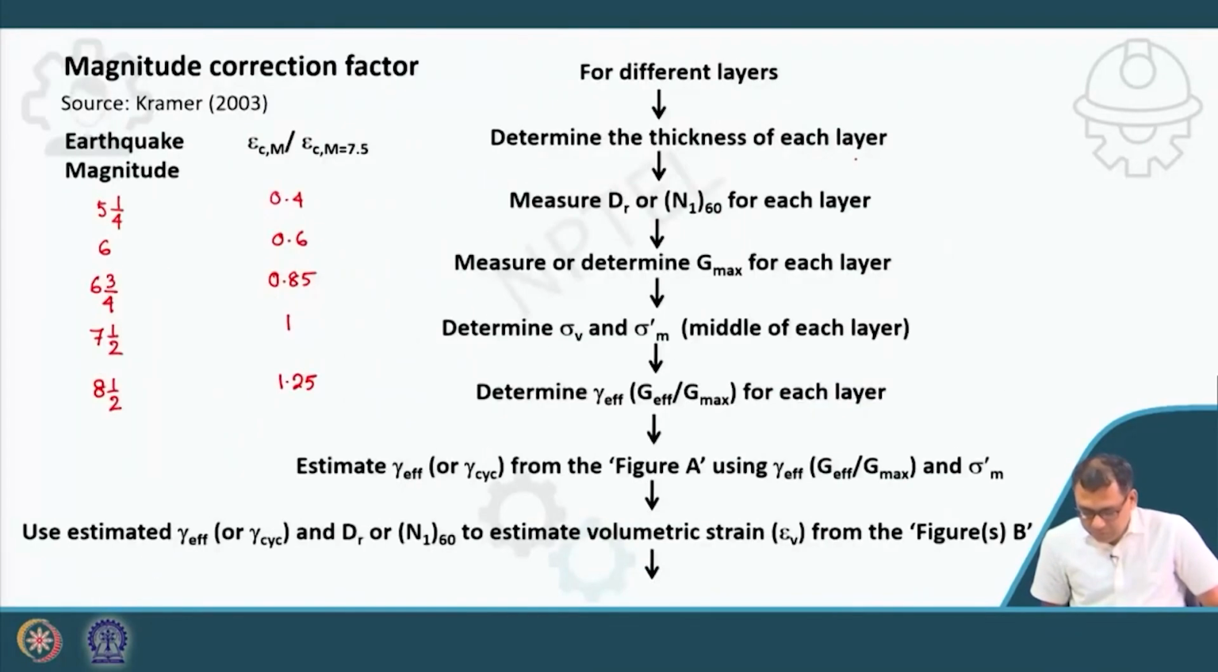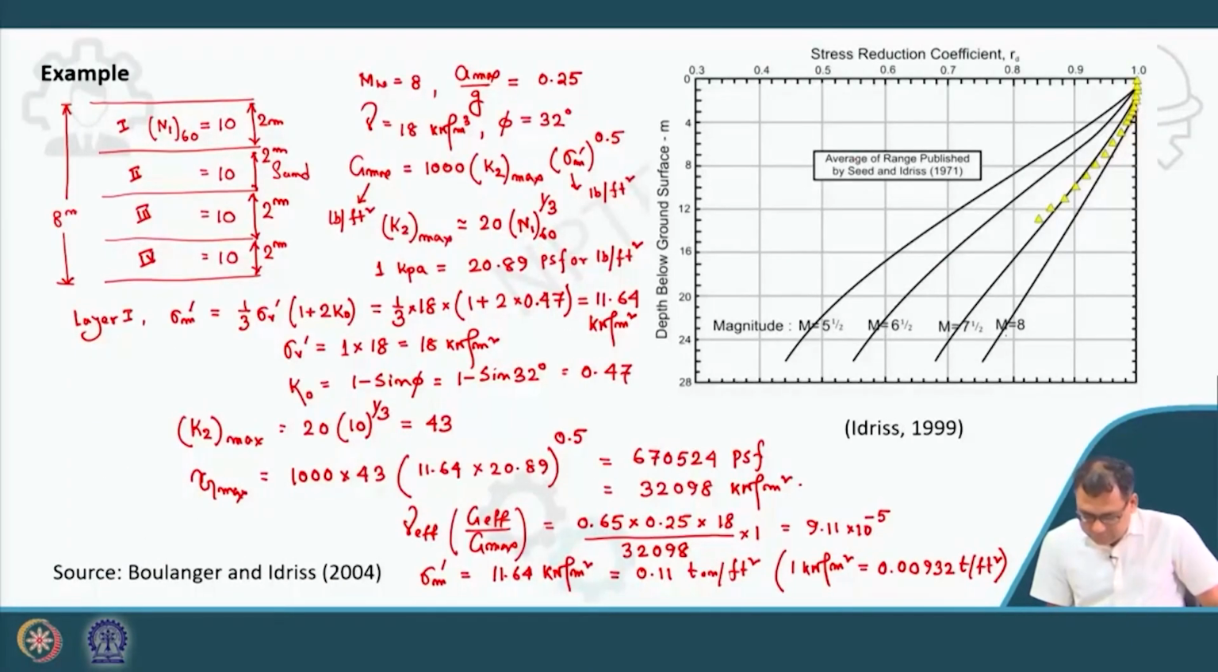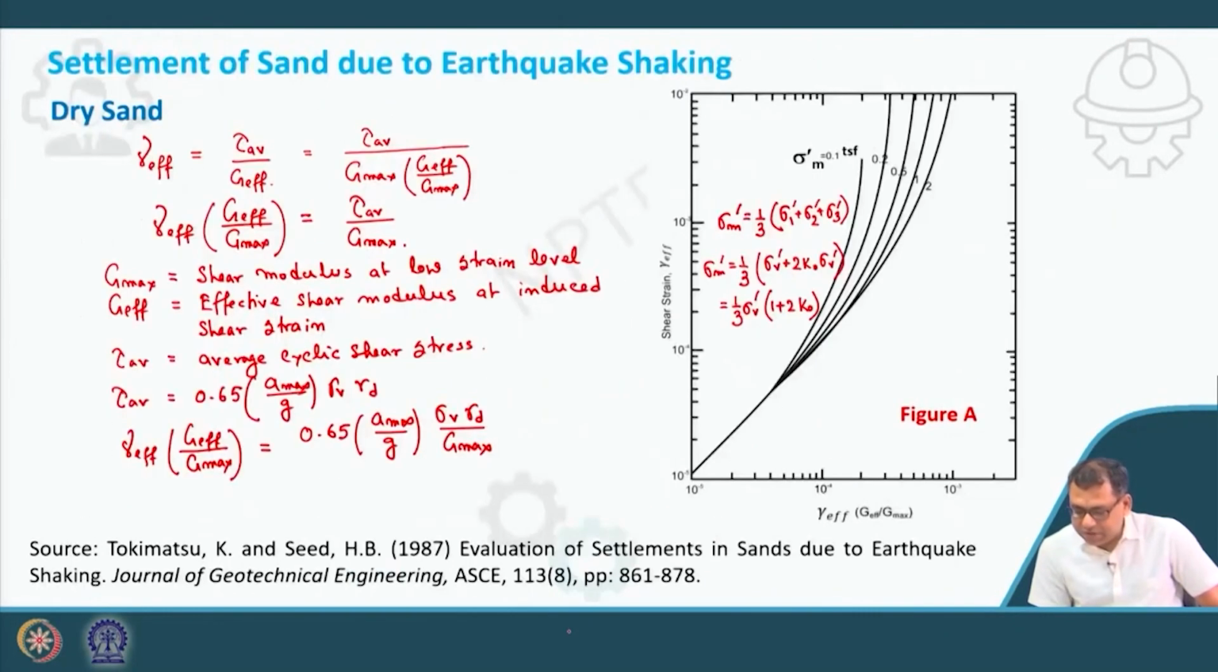Okay. So now let's calculate the strain. You have 0.11 ton per feet square, and this term, effective strain into G effective divided by G max, is 9.11 into 10 to the power minus 5. So you go to this chart. 9.11 into 10 to the power minus 5 is around here, and this is 0.11.